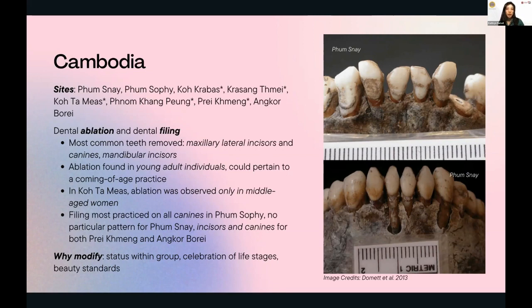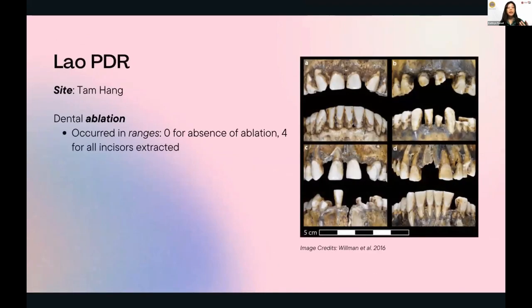So in terms of motivations, the research here attributes modifications to group status or internal group status. I mean, it could also be celebrating particular stages of life and then conformity to beauty standards. In Lao PDR, meanwhile, there was only 1 site that was observed with dental modifications.